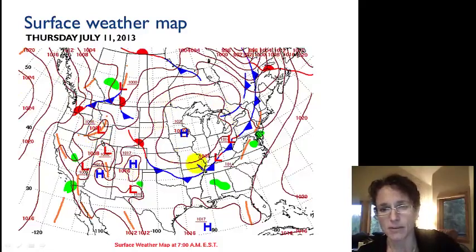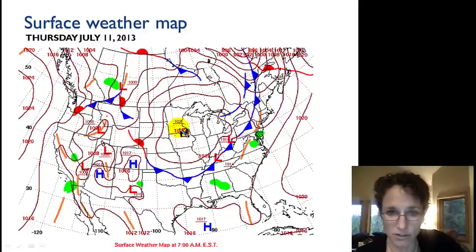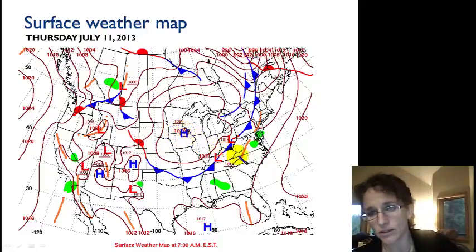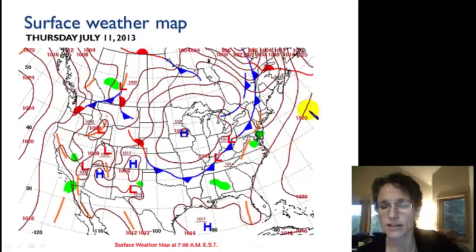There's a big high pressure system sitting over Minnesota, Iowa, and Wisconsin here with a pressure of 1,020 millibars, and then we decrease into a low. This is a trough. This big dashed line right here is telling us that's a low pressure trough, and then we head up to another high pressure over the Atlantic Ocean.